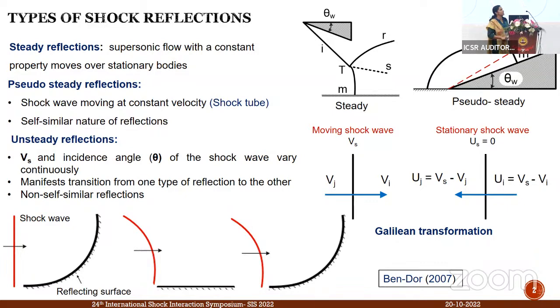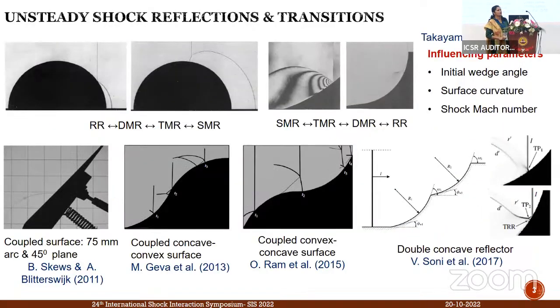Now, pseudo-steady and unsteady reflections are very difficult to quantify or study theoretically, because the shock has a particular velocity or Mach number. Using the Galilean coordinate transformation, we convert the moving coordinate system into a shock-fixed coordinate system, identify the flow properties, and then use them for analytical studies. Coming to unsteady shock reflections, the initial studies in the unsteady regime were basically to understand shock transition.